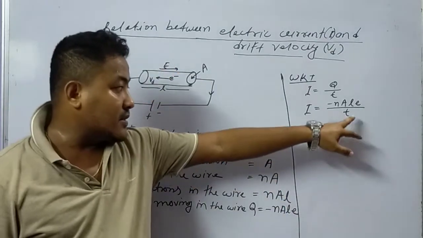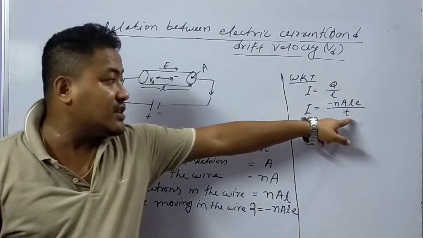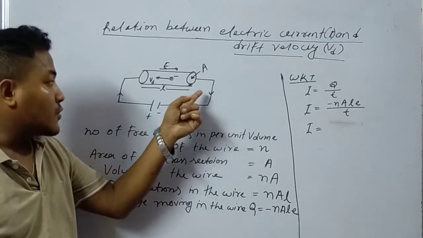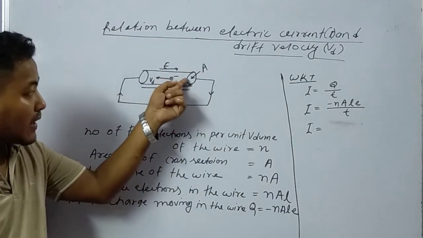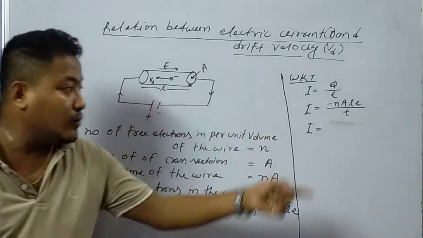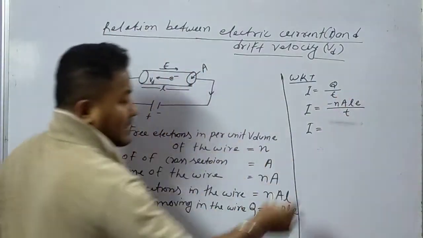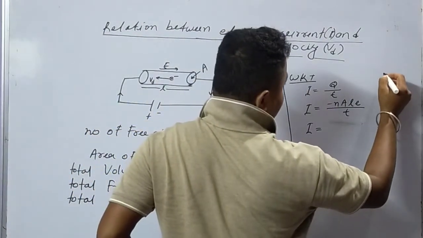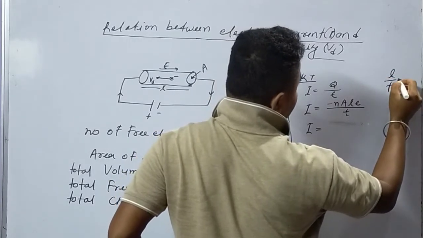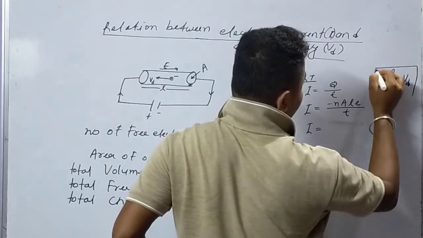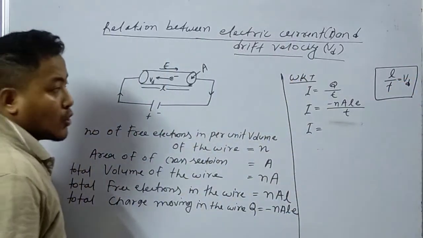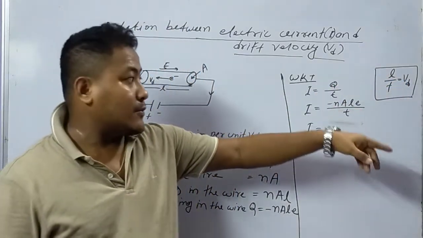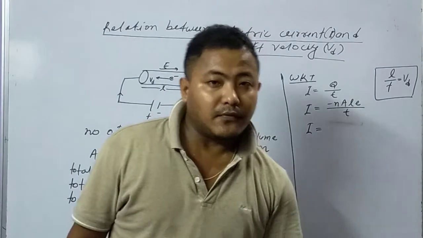And if I consider this T as the time taken by a charge to move from one end of the wire to the other end of the wire, then we can write that this will be L by T. This L by T we can write as Vd, the drift velocity, because we know this is length, this is time, and velocity is equal to length upon time.